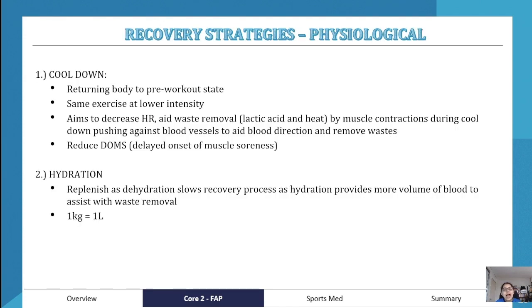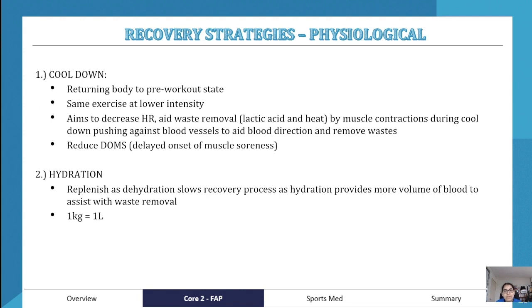So now let us look at the recovery strategies, and we'll look through each one: physiological, neural, and so on. There are two types of physiological strategies that we need to go through, and you need to remember this: there are 4 types of recovery strategies, and in the first one, physiological, there are 2 types. You need to remember that.